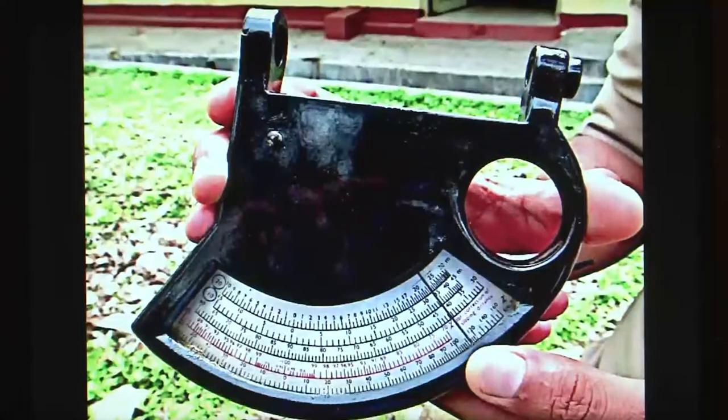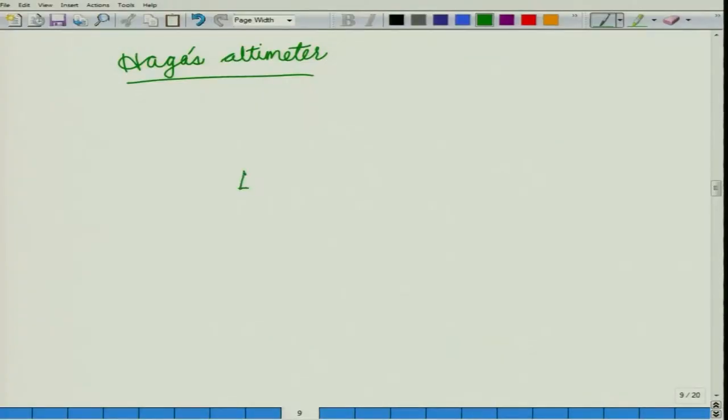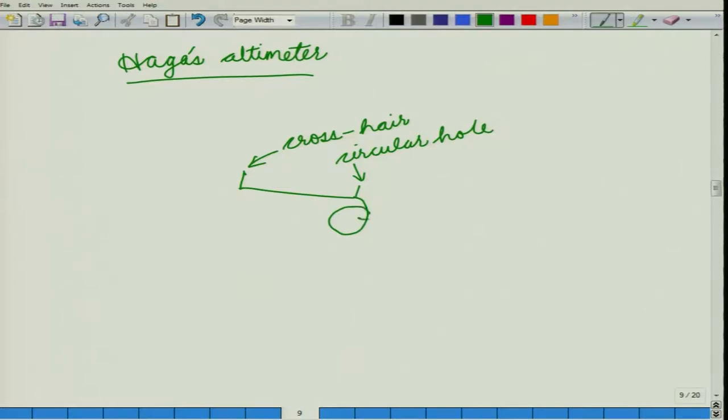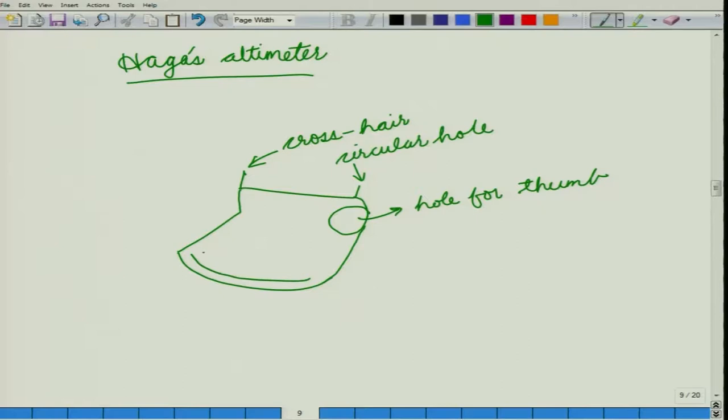Now when we deploy this instrument, we use it like this. So we have two measures. Here we have a crosshair, and here we have a circular hole. Then here we have a hole for thumb. And here we have a number of scales. And we also have a pointer.